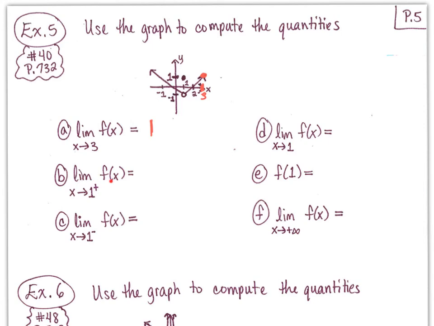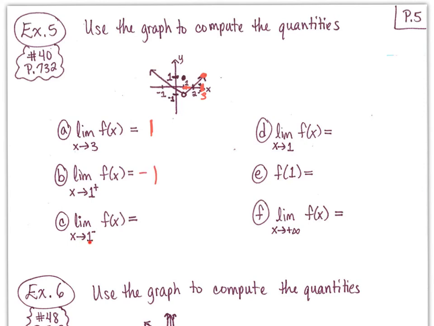B, what's the limit of f of x as x approaches 1 from the right? Okay, thanks for being patient. So as x approaches 1 from the right side, our function is approaching -1. So we get -1 here.